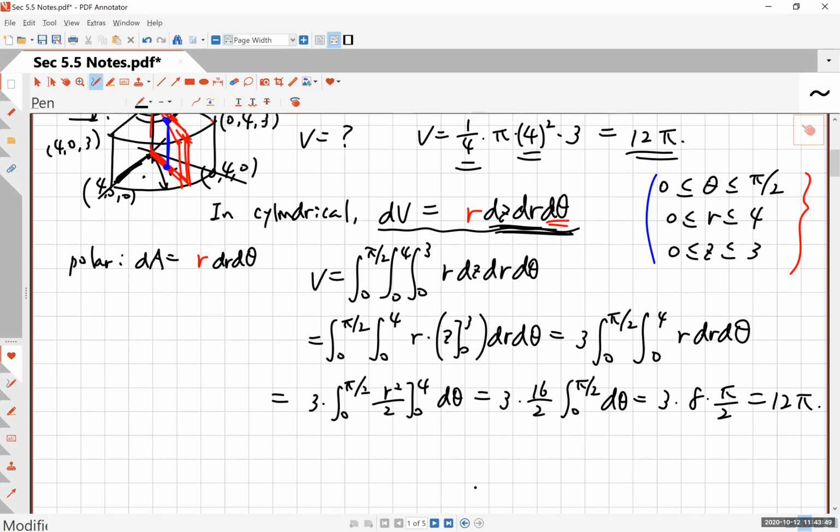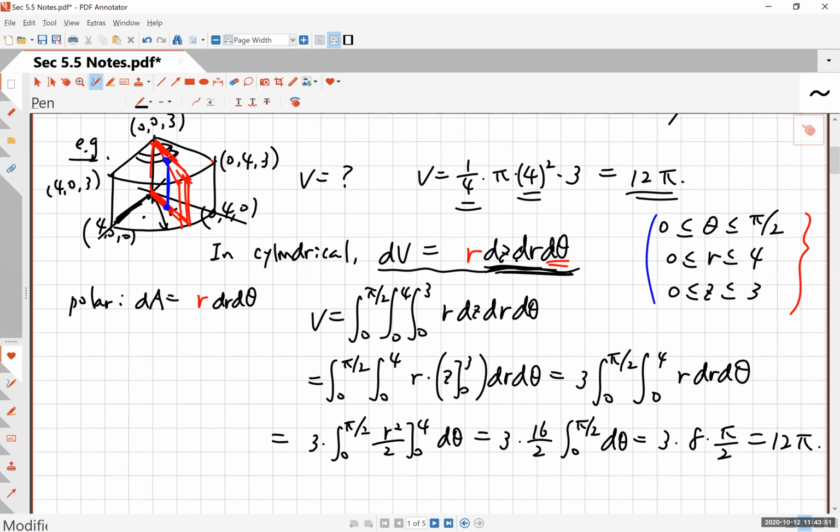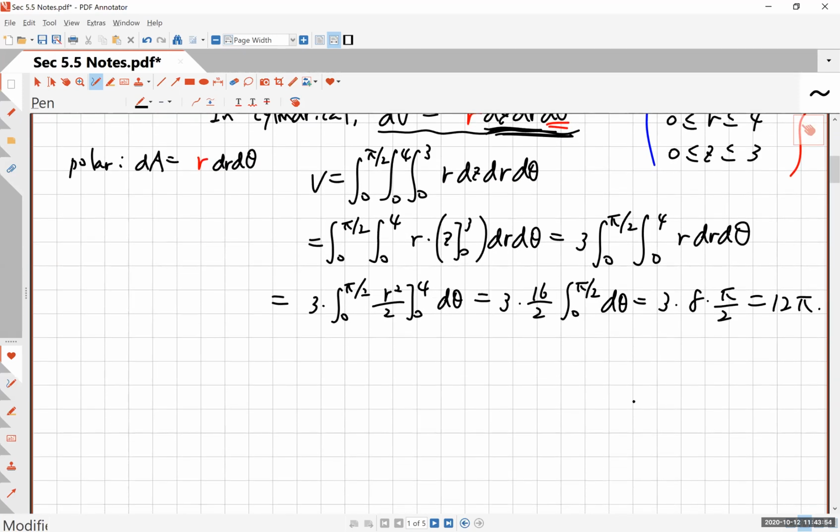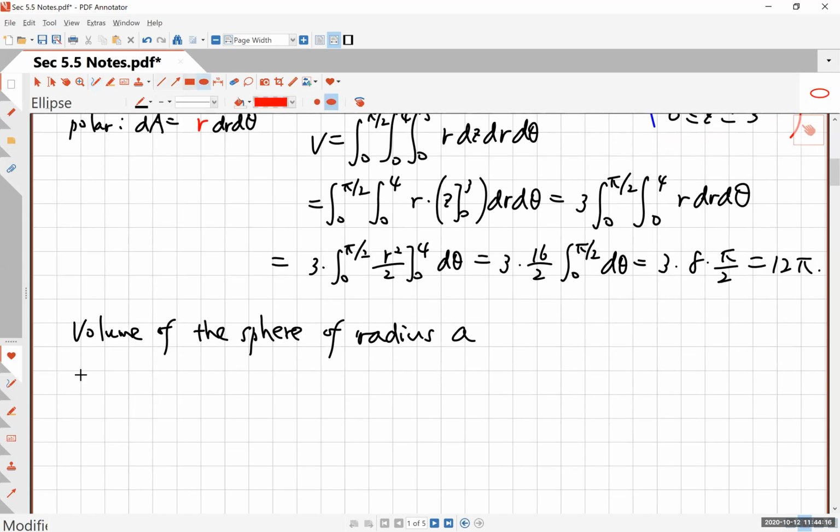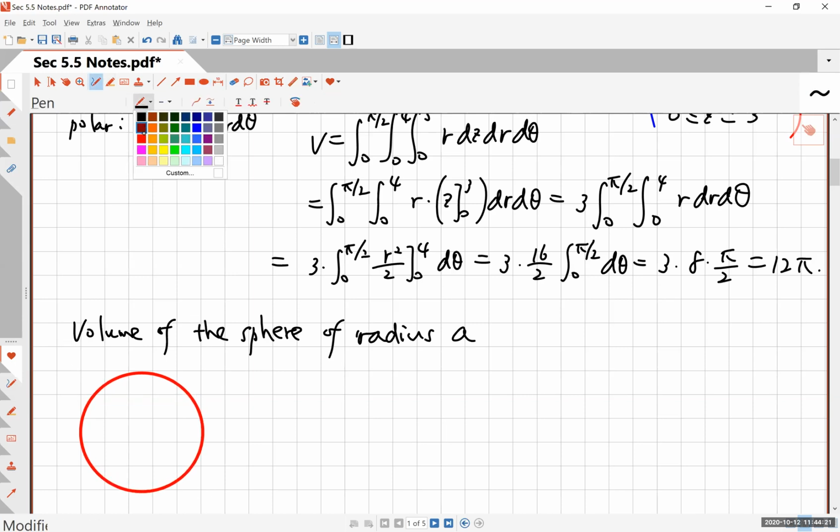Sometimes this z, of course, depends on your choice of r and theta. So let's look at the volume next of a sphere. How about the sphere of radius, I'm not going to fix the radius, just the radius a. So you have this sphere of radius a. Let's draw that. Okay, so that's what the sphere looks like.